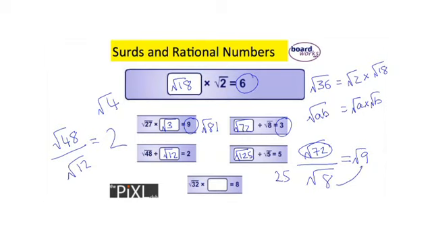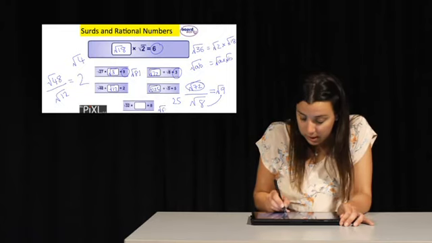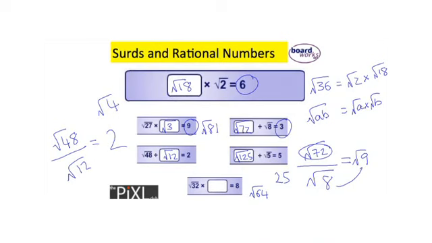And our last one here, we have 8. 8 comes from root 64. Where does 64 come from? Well, here we have root 32 multiplied by, it must be 2. 2 times 32 gives us our 64. So we have root 32 multiplied by root 2 equaling root 64, which is 8.